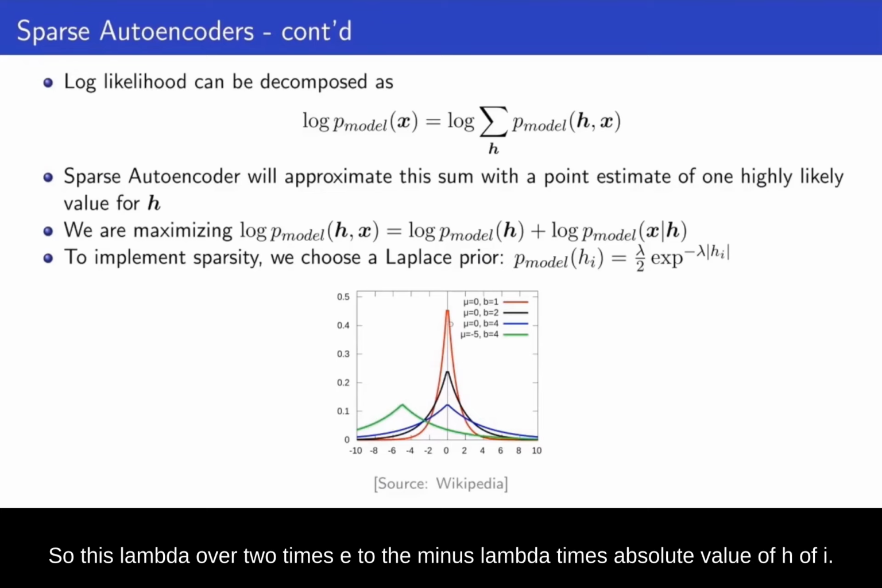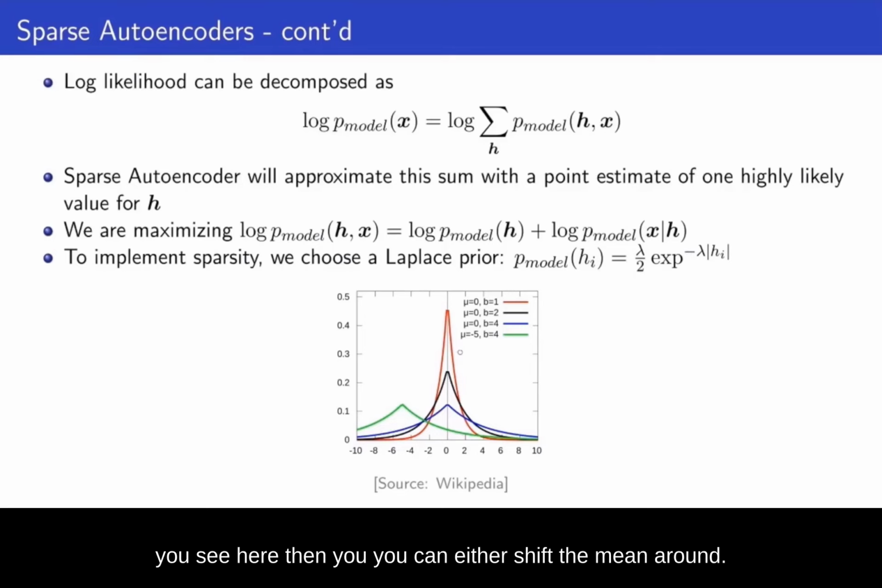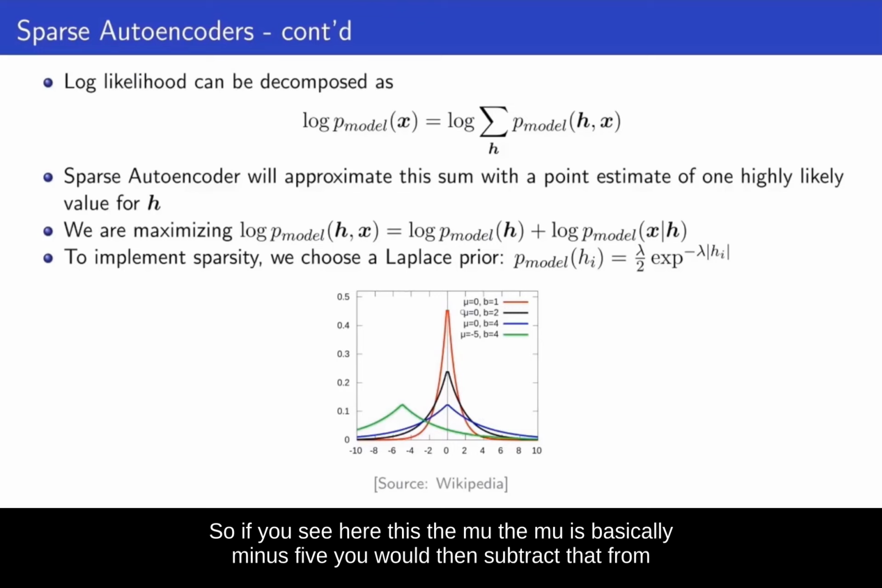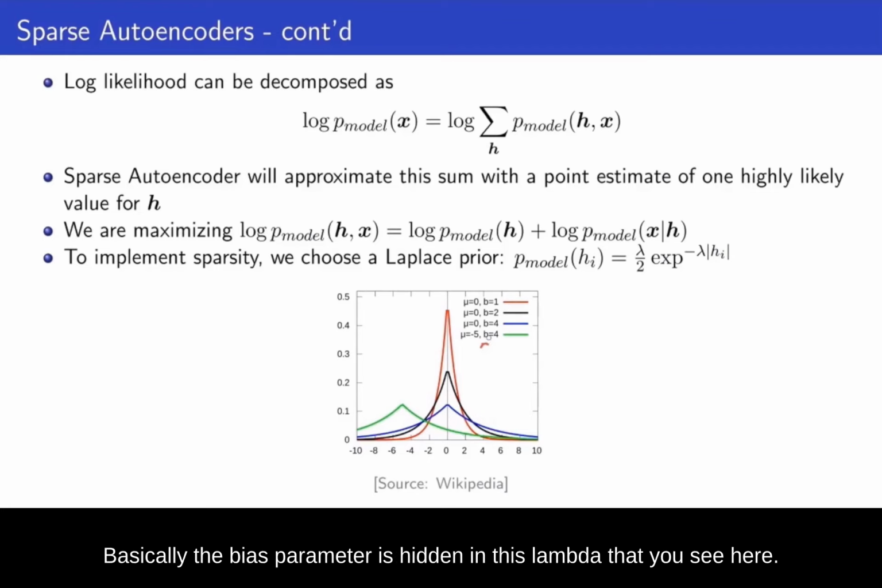So the general formula of the Laplace distribution is given here. So this is lambda over 2 times e to the minus lambda times the absolute value of h_i, and this can basically have more parameters. So you can shift the mean around, that's what you see here. So if you see here, mu is basically minus phi. You would then subtract that from the h that you see here, and then you can also have a bias parameter. Basically, the bias parameter is hidden in this lambda that you see here.